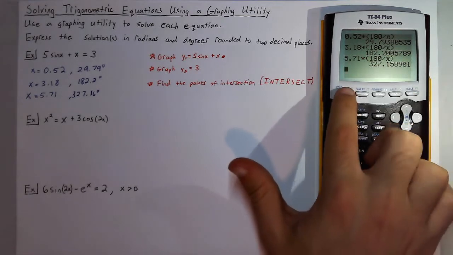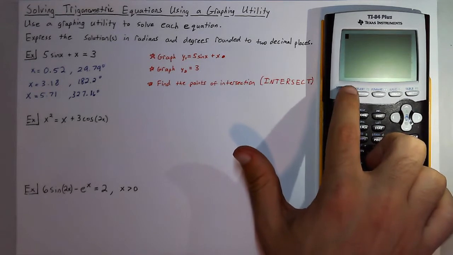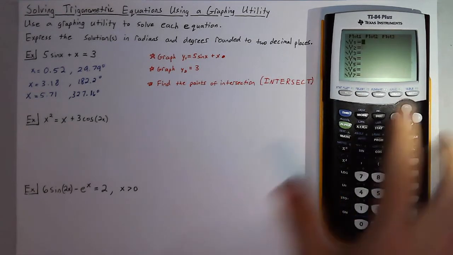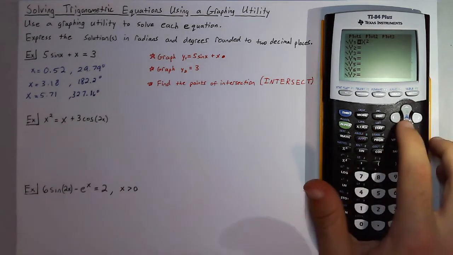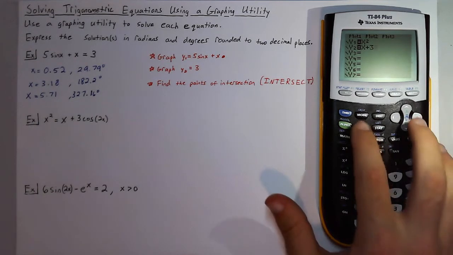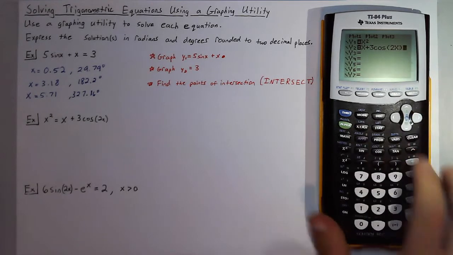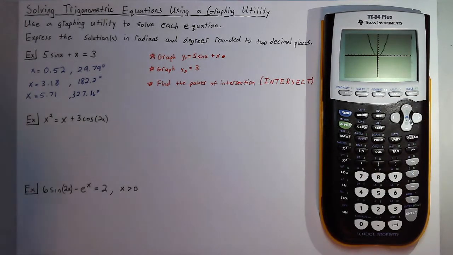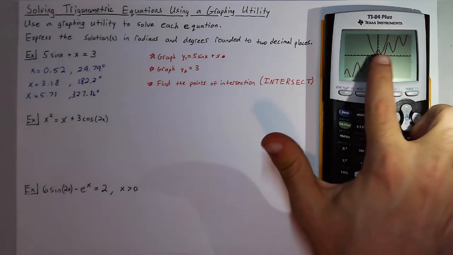So we'll go back to, we'll do second mode, or sorry, we'll do clear, and we'll go to y equals, we'll clear out both of those functions. Now we'll put in x squared, that's my y1, and x plus 3 cosine of 2x and graph. So there's my x squared function, and here's my other one coming in. And it looks like it crosses twice, and it just misses over here. So we have 2 intersection points.